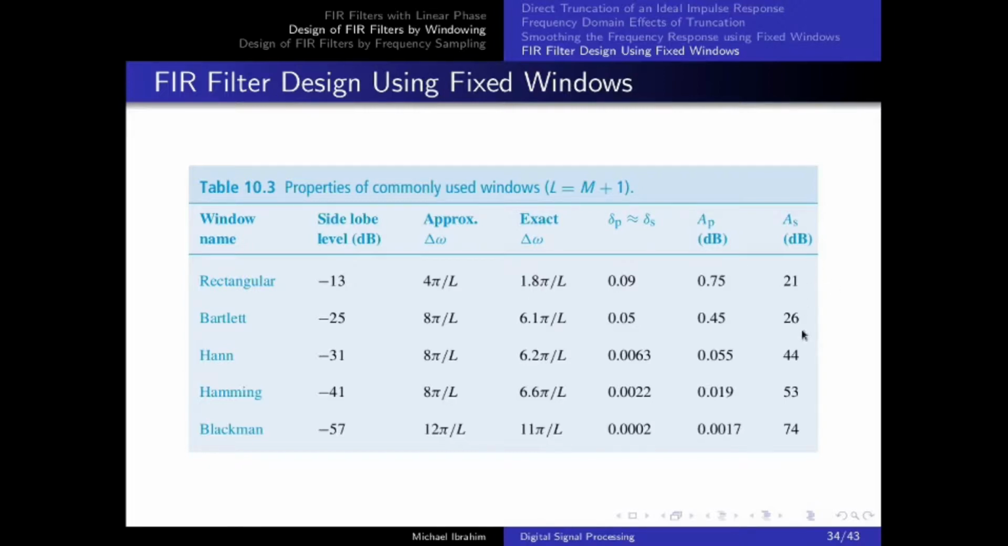If you want better stop band attenuation, less ripples, less fluctuations, you need to pay a price, which is basically a wider transition band. If you have a requirement on a transition band that's not that wide, a smaller transition band, you need to allow for larger ripples or larger fluctuations in the pass band and stop band, and you need to allow for less stop band attenuation.